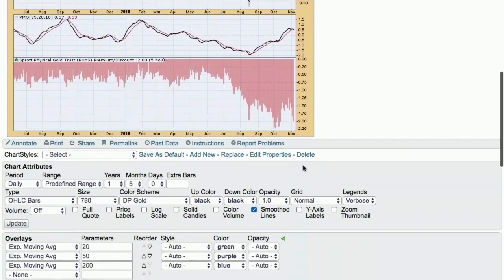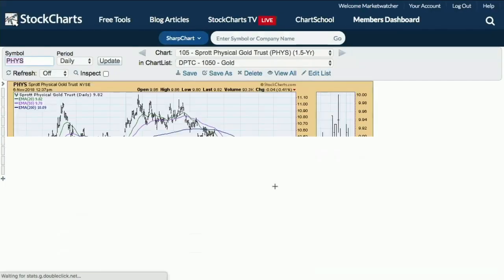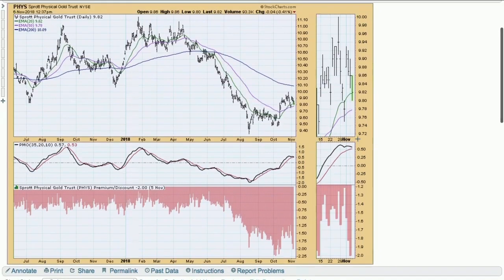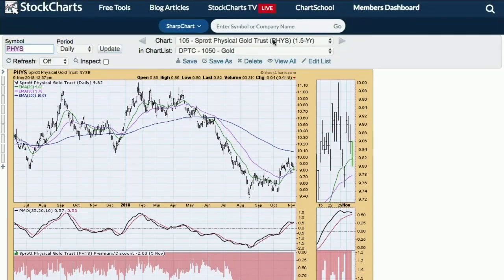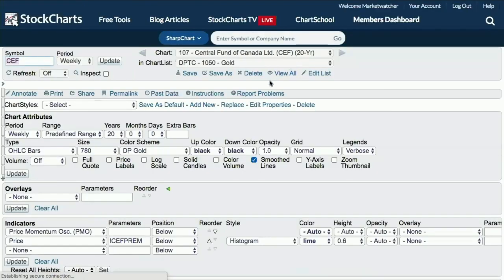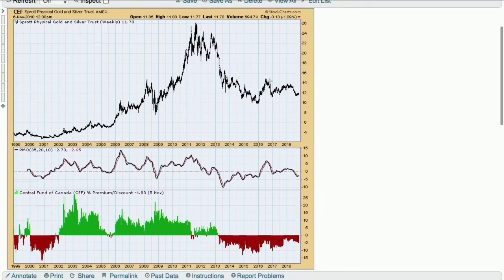I'm going to add a thumbnail here just because I want to see exactly what's going on with that. And there we go. Yes. So you can see at this point with the Sprott Physical Gold Trust, the PMO is not really turned up. It's in fact pointing downward and looking toward a sell signal. So I think that also gives us an idea of what's going on within this particular chart list of all of the gold information.